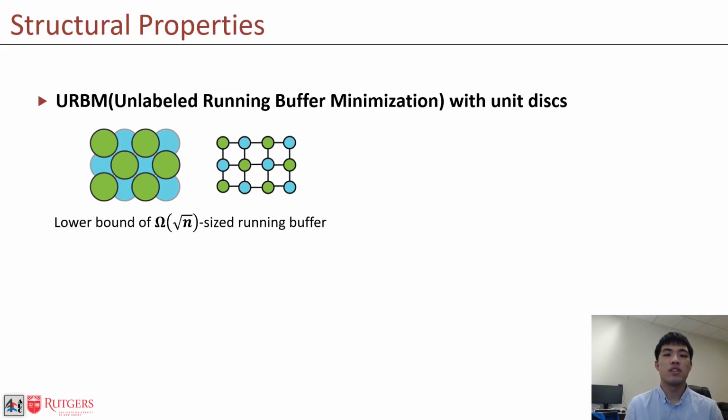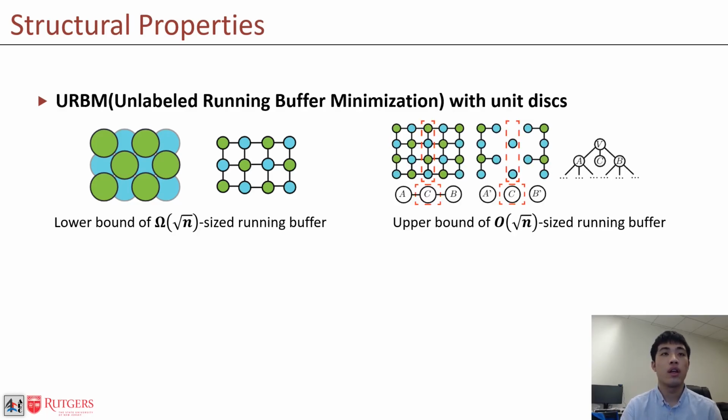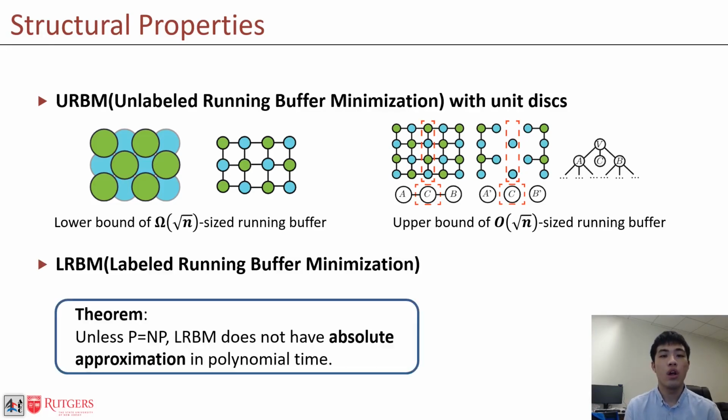For the unlabeled disk scenario, through careful constructions and analysis, we proved that the running buffer size is lower bounded by Ω(√n). We also provide an algorithm that delivers a matching upper bound. For the labeled case, we proved that it is NP-hard to even compute an absolute approximation for the running buffer problem.